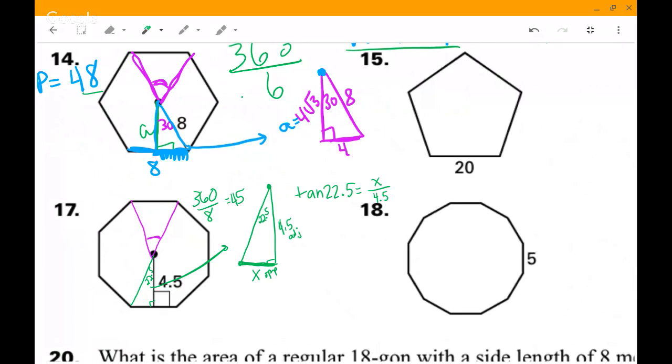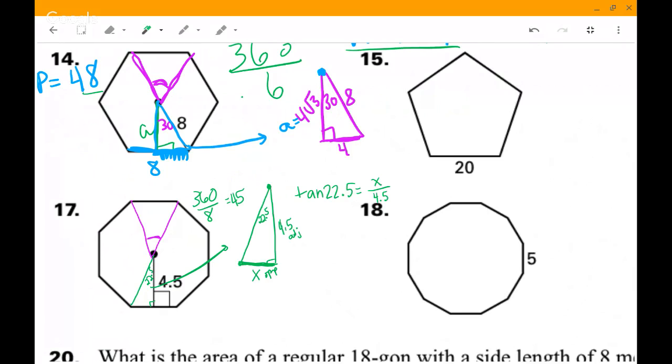So then you go to your calculator. Don't push a button, buddy. All right, for X, what did you get?